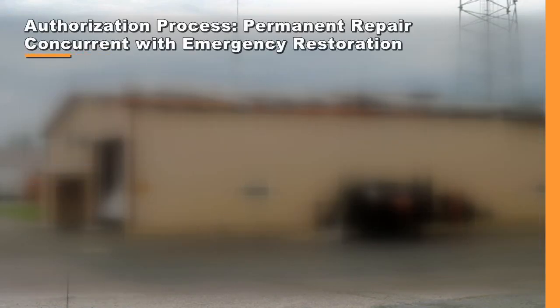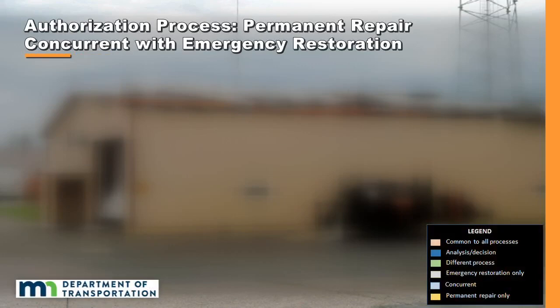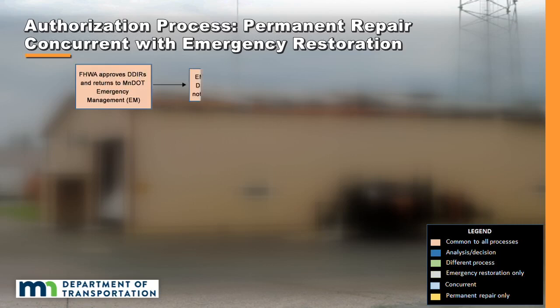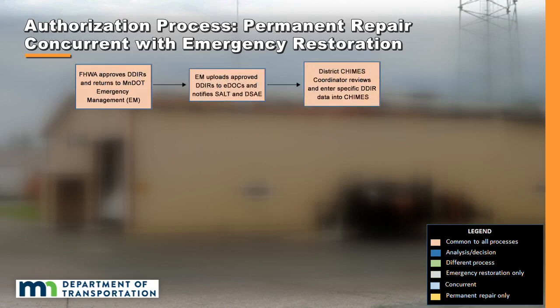Authorization process, permanent repair concurrent with emergency restoration. Here's how the permanent repair authorization concurrent with emergency restoration process works for local public agencies. You're already familiar with the steps 1 through 3. Let's continue with 4. The DSAE requests a federal project number from the MnDOT Office of Financial Management's PAU.